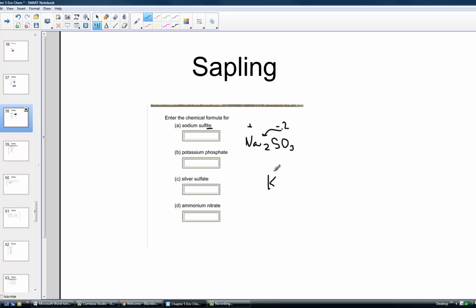Potassium with its +1 charge, and the polyatomic ion called phosphate with its -3 charge. Again, it's not yet electrically balanced, but we know how to crisscross, and we get K3PO4. With your silver, which is +1, and sulfate, find it on your polyatomic. See it there? SO4, -2. We crisscross to balance the electrical charge. 2 units of the +1 electrically balance 1 unit of the -2.